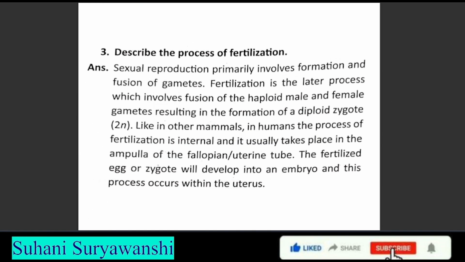Describe the process of fertilization. Sexual reproduction primarily involves formation and fusion of gametes. Fertilization is the later process which involves fusion of the haploid male and haploid female gamete, resulting in formation of a zygote, which is diploid. Like in other mammals, in humans the process of fertilization is internal, but it usually takes place in the ampulla of the fallopian tube. The fertilized egg or zygote will develop into an embryo, and this process occurs within the uterus.